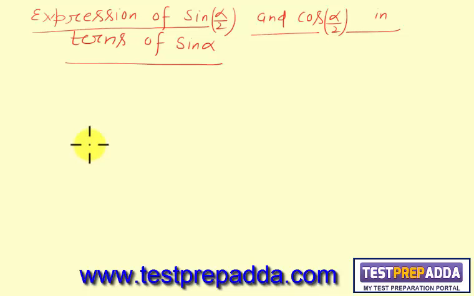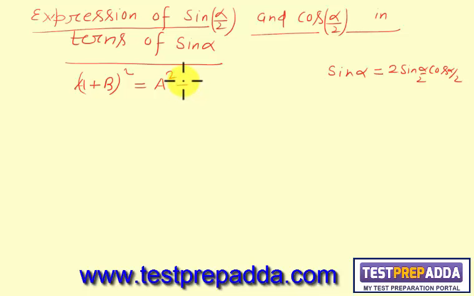Now, we have already written sin alpha as 2 sin alpha by 2 into cos alpha by 2. Okay, so use this algebraic formula: a plus b whole square is equal to a square plus b square plus 2a into b.